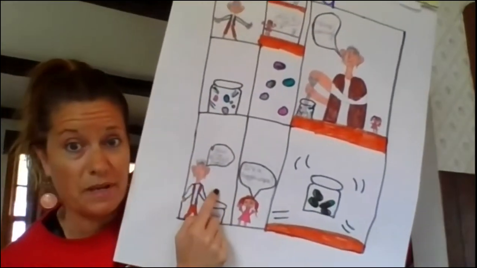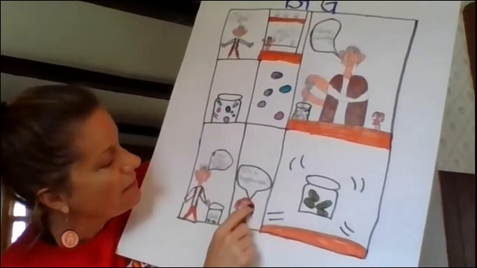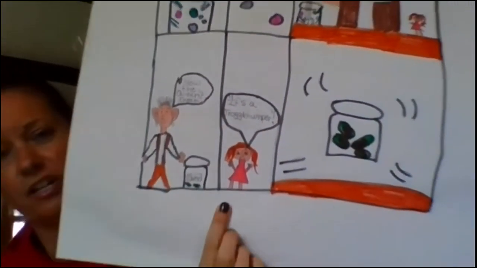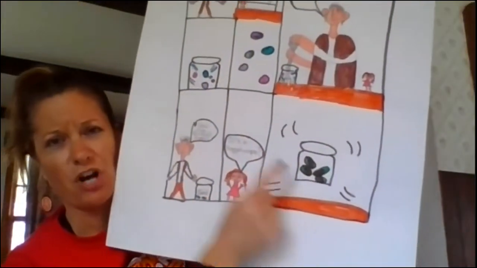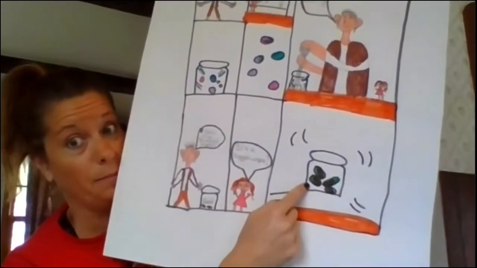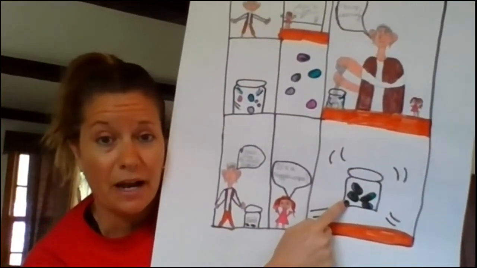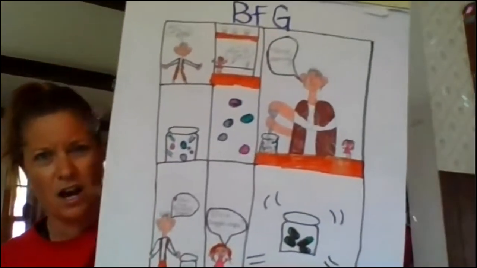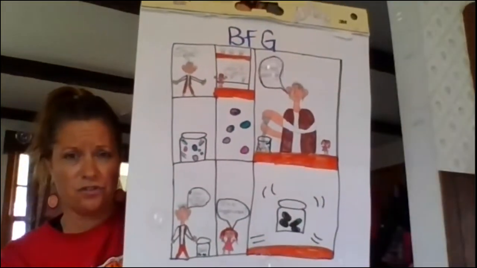Now, the BFG is doing the Queen's dream. It's a troggle humper. Look at Sophie. She looks scared because she knows. Look at this dream jar compared to this one. A little bit different because we know it's a nightmare. It has to be to warn the Queen of the giants. All right, so here is my comic strip.